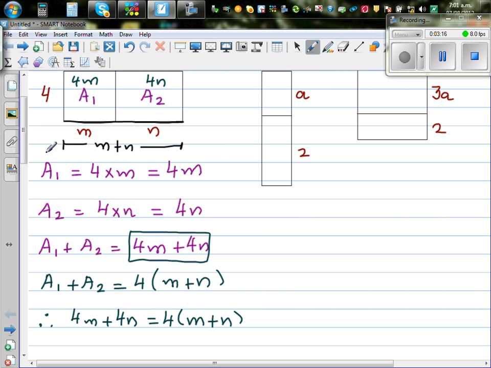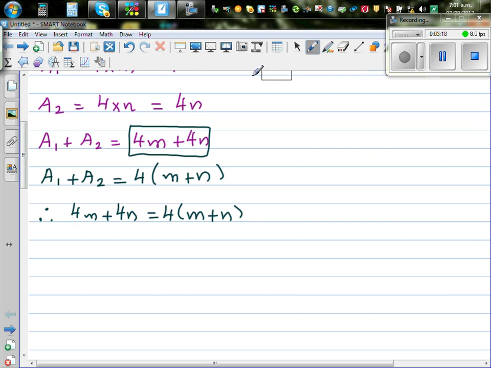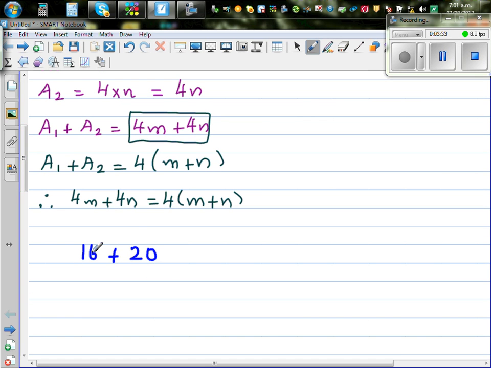Let me explain this with a number example. Suppose, let me take a very simple example, say 16 plus 20. Whatever that number, we know this is 36. This is one expression, adding 16 and 20. Now can I write this as 4 times, 16 is 4 times 4, plus, how will you write 20 with a 4? Well, 20 is 4 times 5.